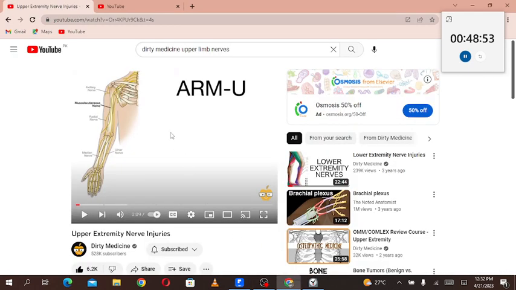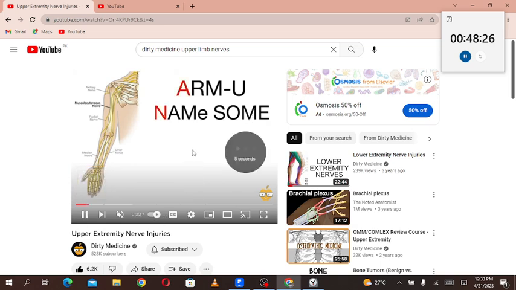Before moving further, I would like to show you a mnemonic of Dirty Medicine over here. It is a mnemonic to remember the site of damage of different nerves of the upper limb along with the manifestation which happens. So we'll see that video. It is like this mnemonic: Arm University, name some. So in Arm University, you are going to name some upper limb nerves. Remember it like that. This is a mnemonic, so now we'll see it.